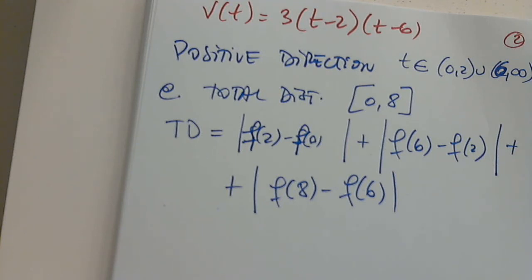So I would have first absolute value, 32 minus 0. Second absolute value, 0 minus 32. Third absolute value, 32 minus 0. Any questions on this so far? Any questions?